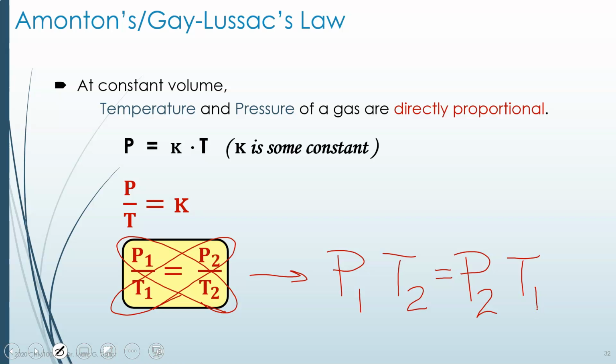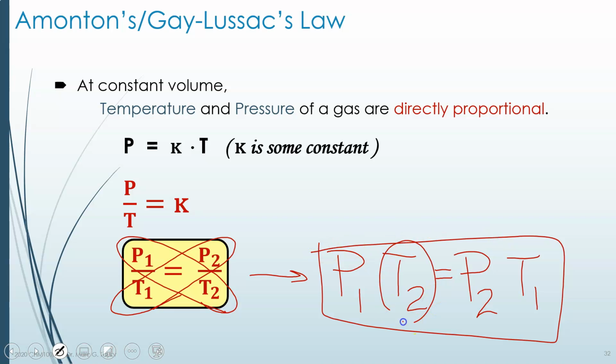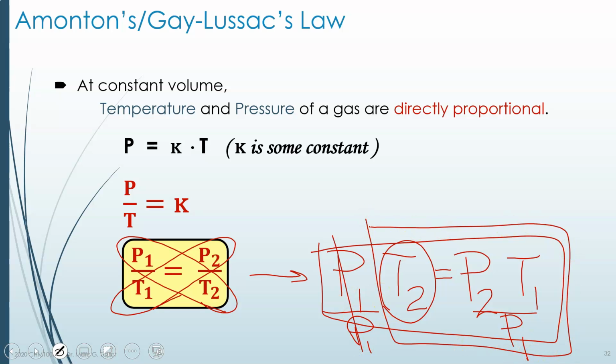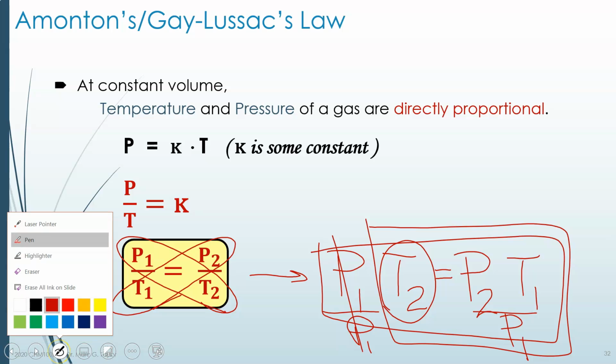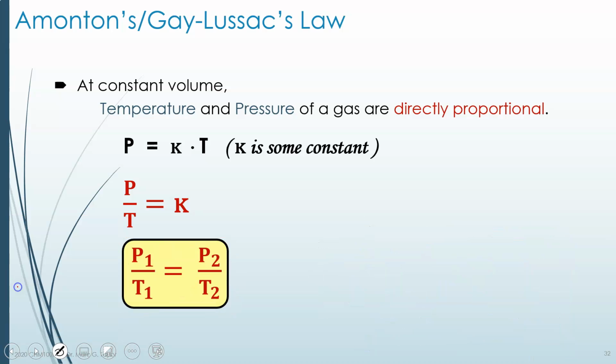And the beauty of using this version of the equation is that if you need to solve for any item, say T2 for instance, well, we could just divide both sides by P1 and you have your equation that T2 is equal to P2 times T1 divided by P1. So cross-multiplying will be your friend here. I would get used to doing that anytime you see two ratios being equal to one another.